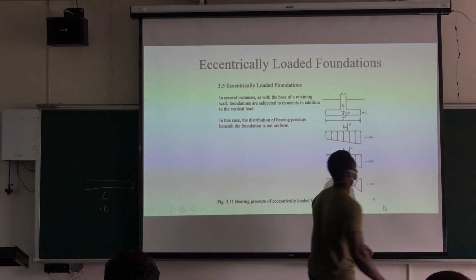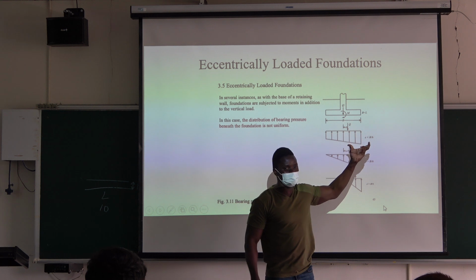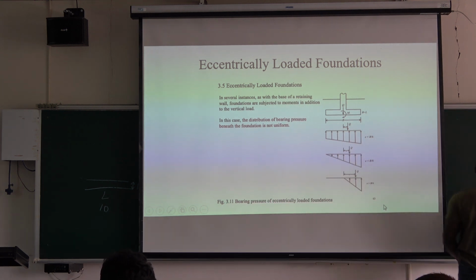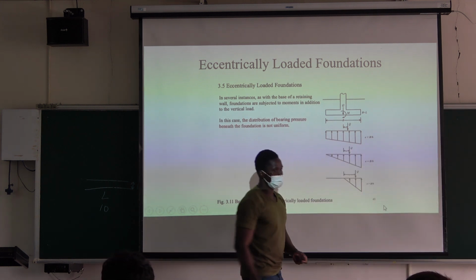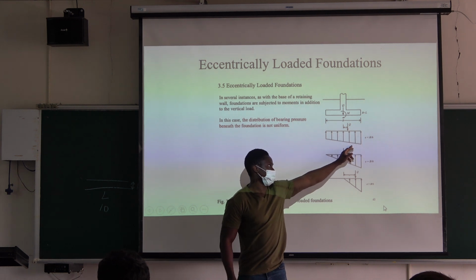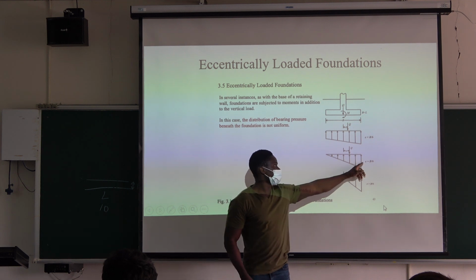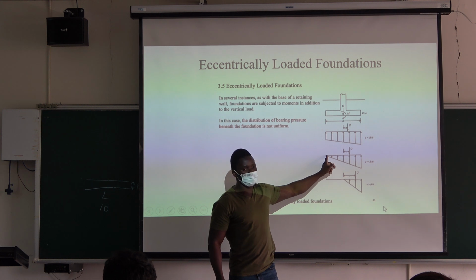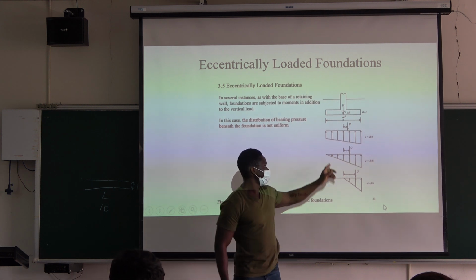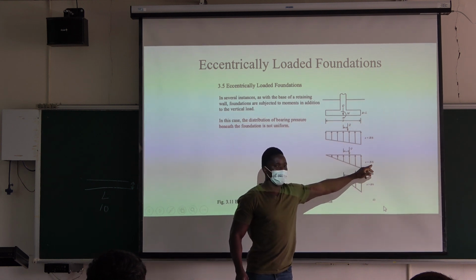So it says if this value is less than B over 6, what is B? B is the width of our foundation, right? So for example, we have here, this is our B. Okay, if this value is less than B over 6, then the distribution of the pressure underneath the foundation will look like this. And if this value is equal to B over 6, it will look like this. At this point, this will be 0. You may want to ask yourself, why is it 0 at this point? How do we know it's 0 at this point when e equals B over 6?